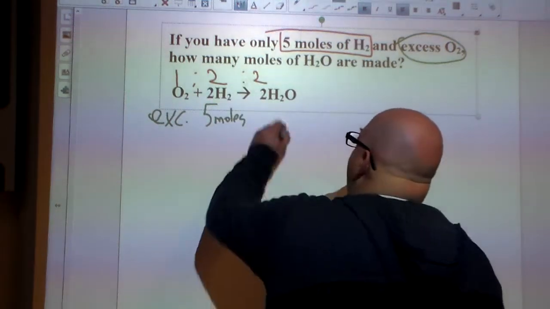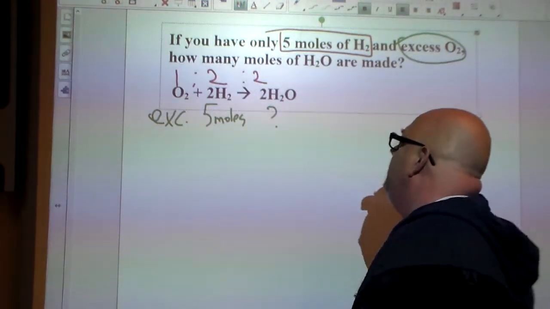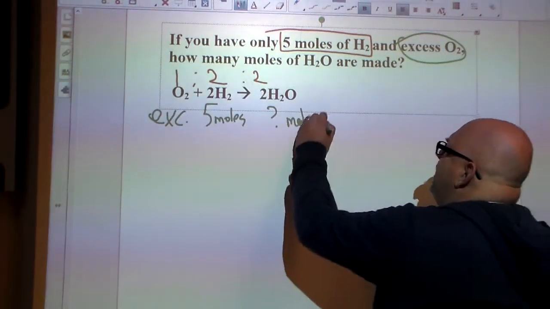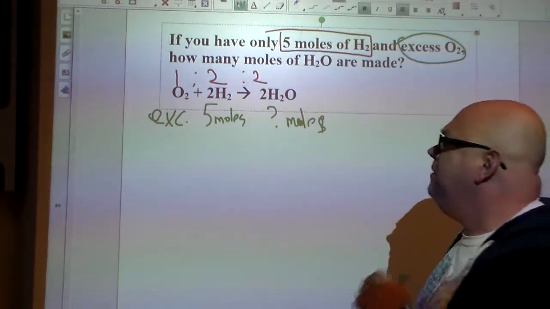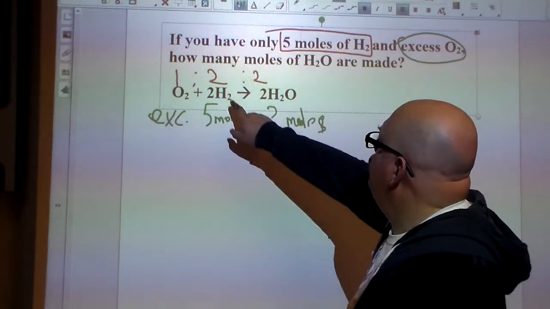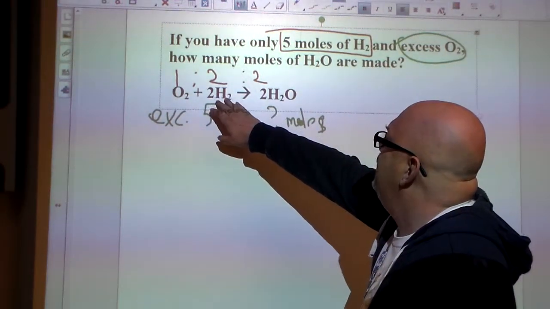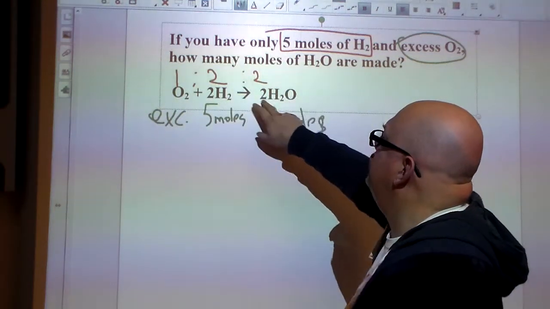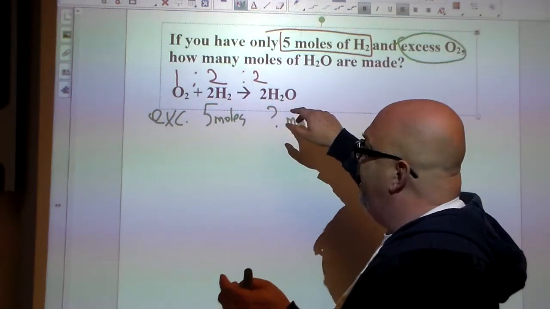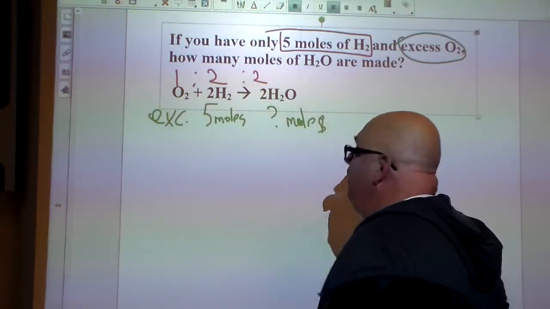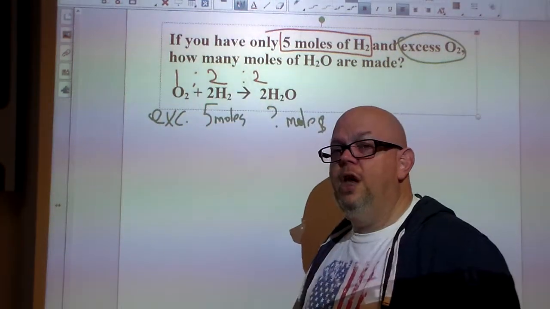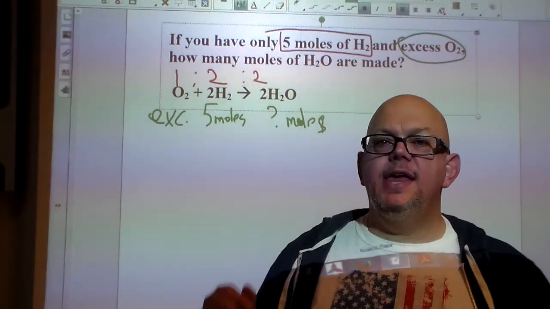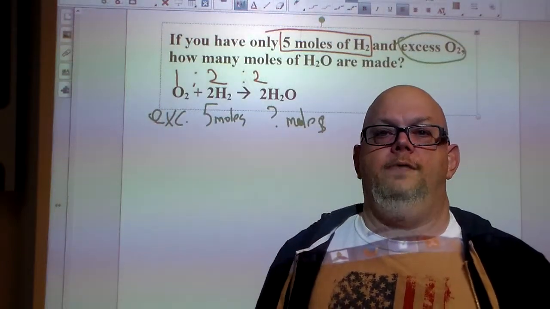And they're asking how many moles of water I'm going to make doing this. Now, notice I said moles to moles. This is a mole-to-mole calculation. And you may notice here, for every 2 of these H2s, we get 2 of these H2Os. Do I have to worry about the oxygen? No. How come? Excess. If it's excess, I have more than enough to take care of it.